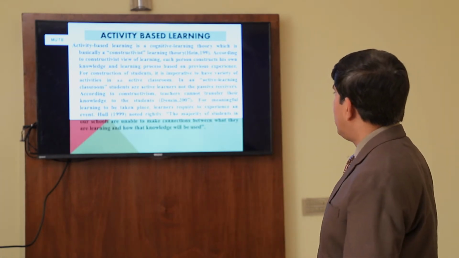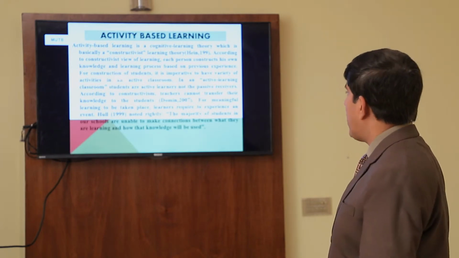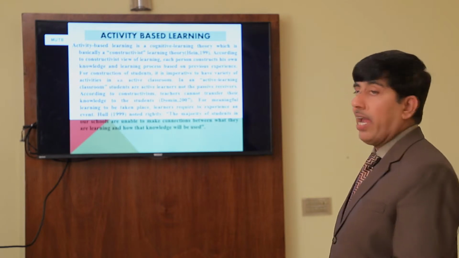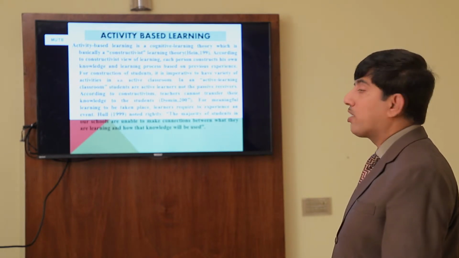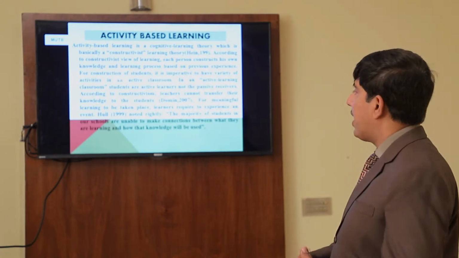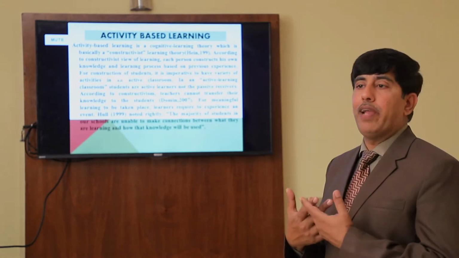According to them, teachers cannot simply transfer their knowledge to the students; for meaningful learning to take place, learners are required to experience an event. The majority of the students in our schools are unable to make connections between what they are learning and how their knowledge will be used.